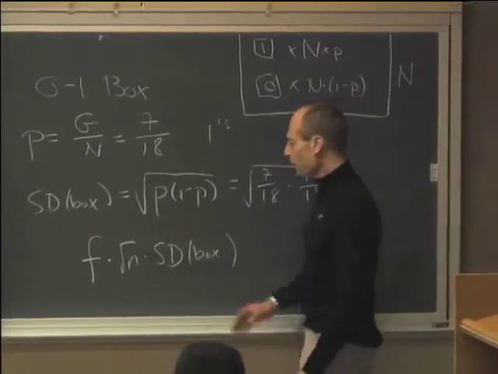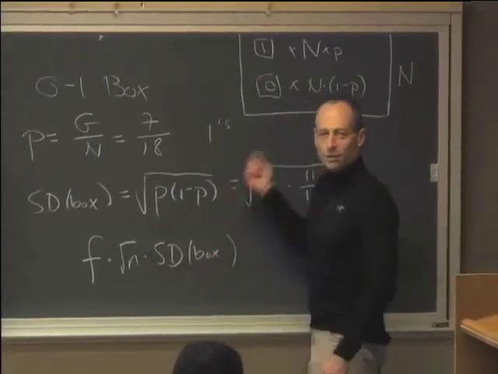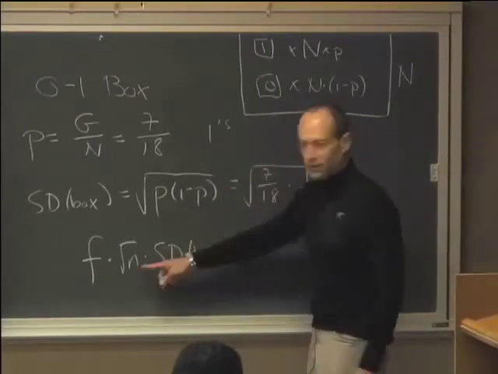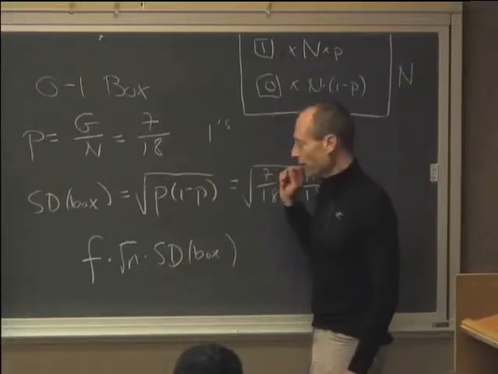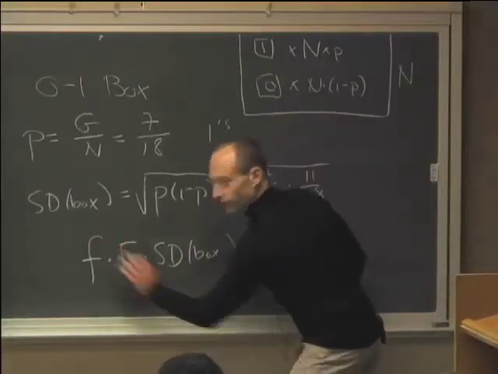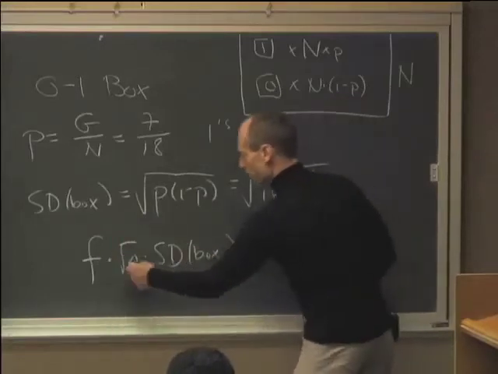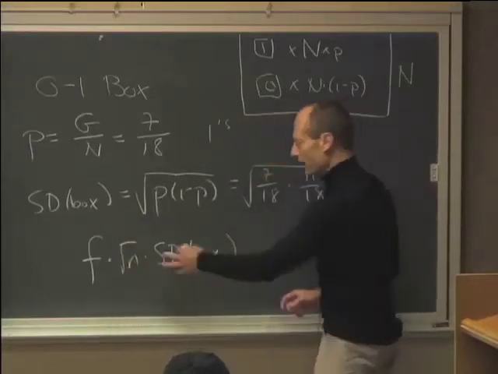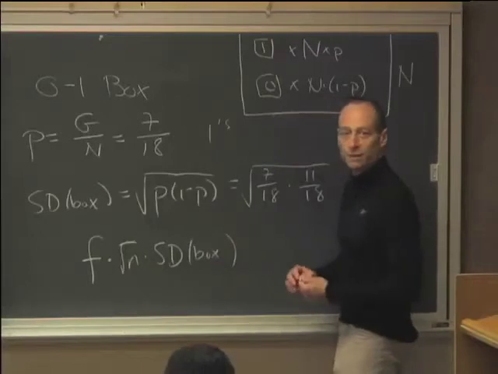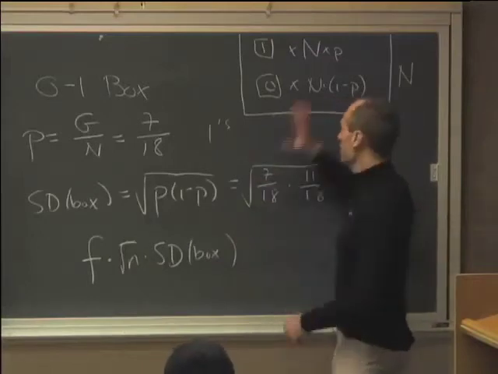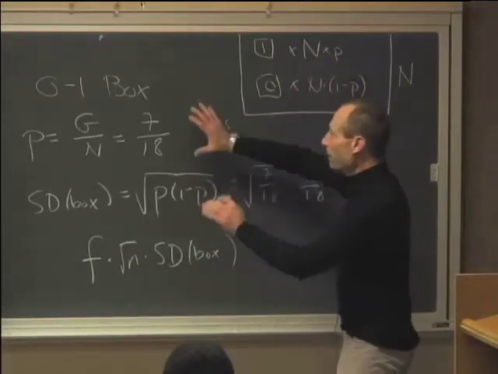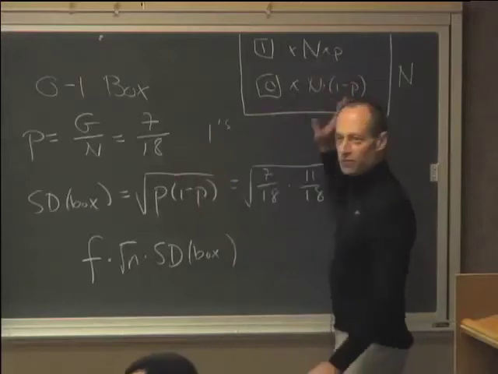Okay? If we were drawing with replacement from the box, little n times, and counting how many tickets labeled 1 we got, then we wouldn't have f. Right? The standard error of a binomial is just the square root of n times the SD of the box. Square root of n times the square root of p times 1 minus p. Right? But the SD of the box itself.